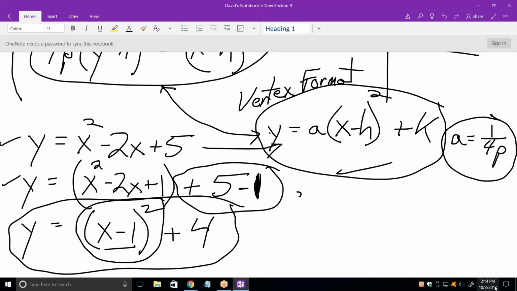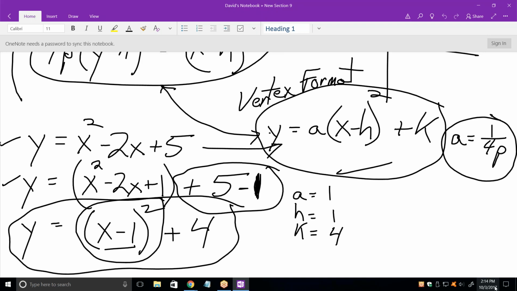Tell me what A, H, and K are. Is A 1? And then H is 2 or negative 2? No. What's being subtracted from the X? 1. That's what H is. What's K? Okay. 4. H and K are the vertex. In other words, my vertex for this quadratic is at 1, 4.